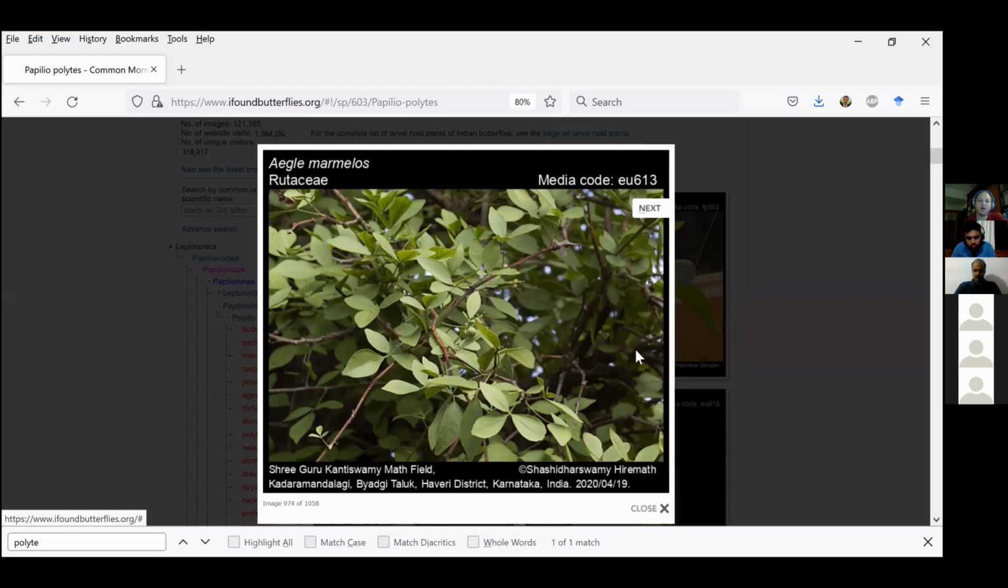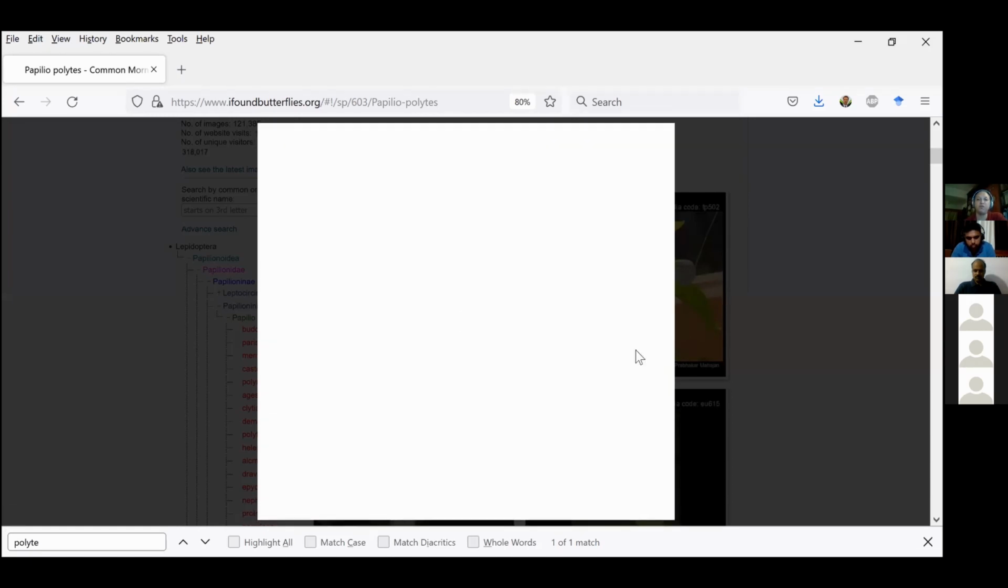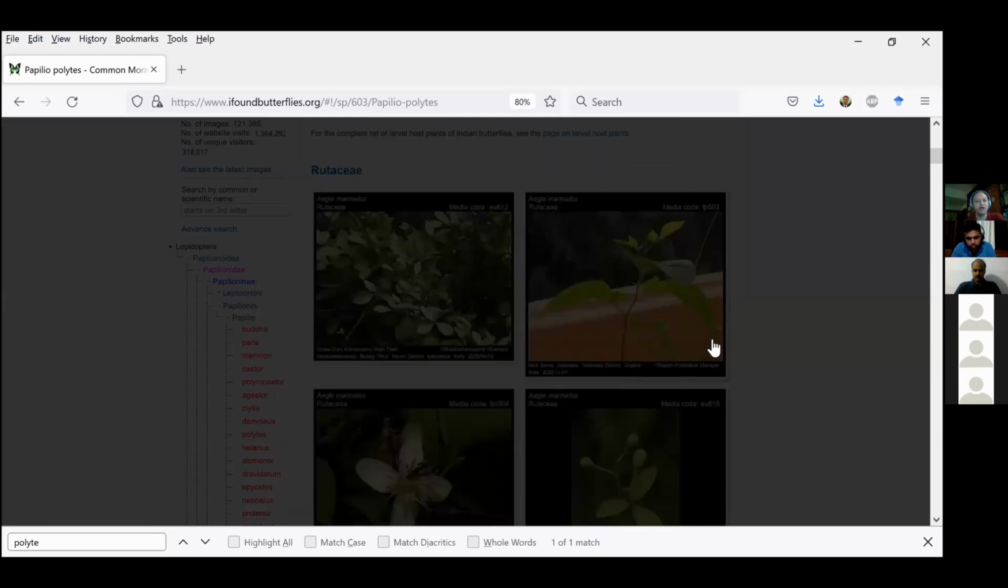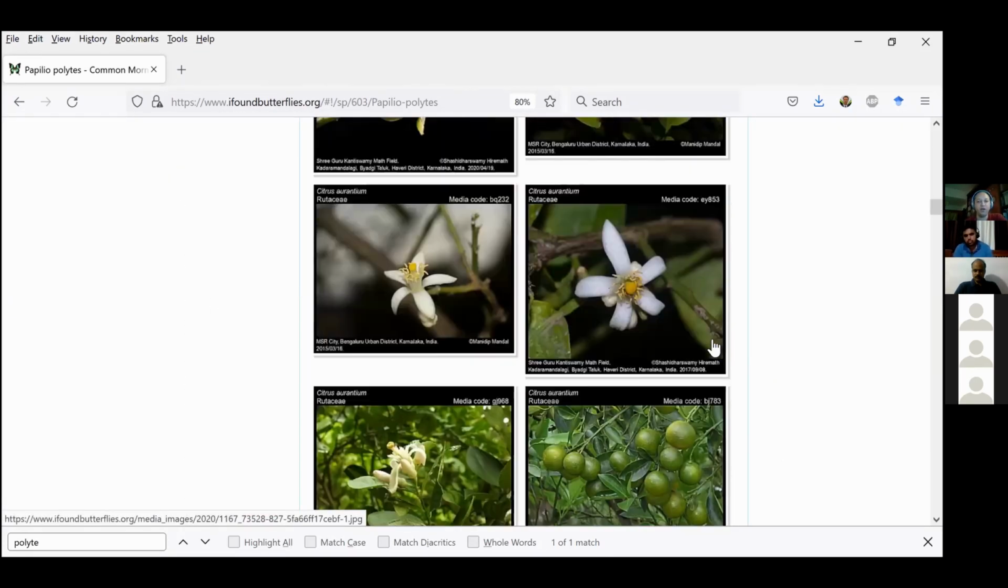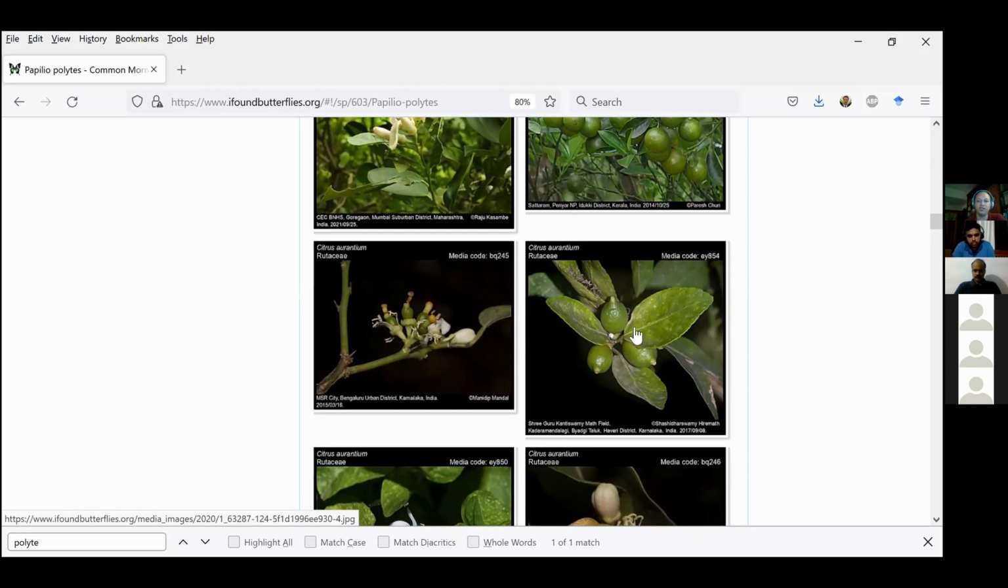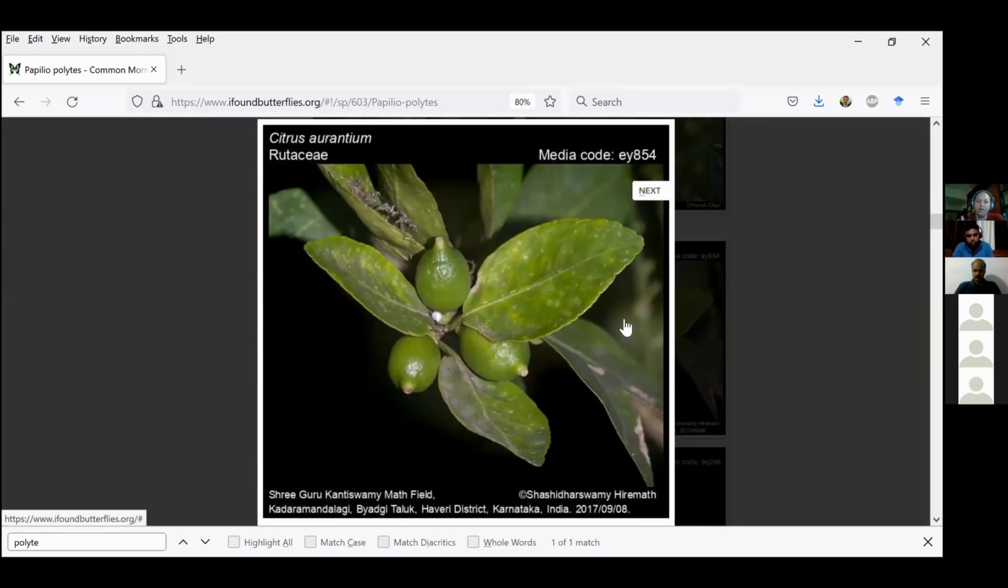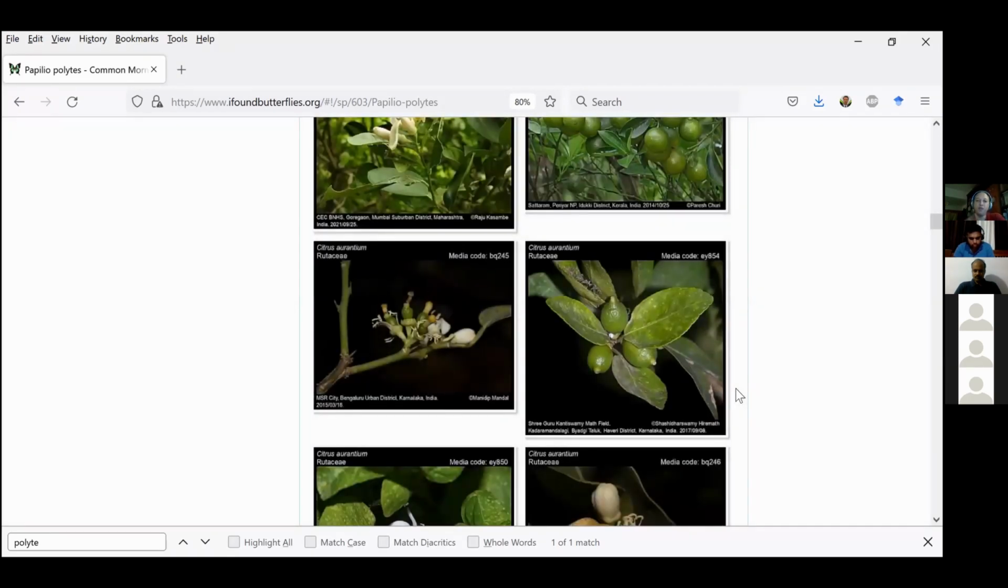So you can just browse through these plants and see what are the plants that Common Mormon caterpillars feed on. And then you can try to find these plants and pot them in your backyard. Citrus aurantium, Citrus limon, these are all lemon varieties, oranges, they all belong to this particular genus. So you can see information about plants, you can see what they look like. Therefore, you will know what are the plants on which to find caterpillars for these species.